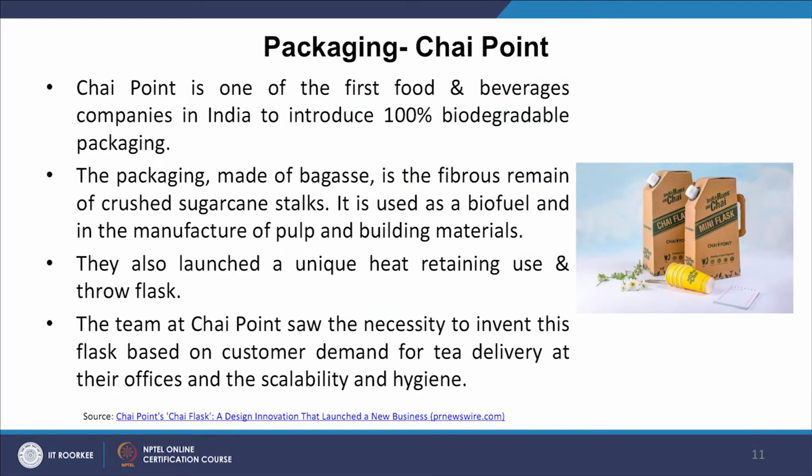And at this moment, I am not talking about packaging with reference to a product only, but strengthening the brand perspective. Now, Chai Point, for example, is one of the first food and beverage companies in India to introduce 100% biodegradable packaging. Again, we are talking of sustainability. The packaging is made of bagasse, the fibrous remains of crushed sugar cane when you squeeze out the juice. So, bagasse remains. Now, it is used as a biofuel and in the manufacturing of pulp and building materials also. It is used in paper as well.